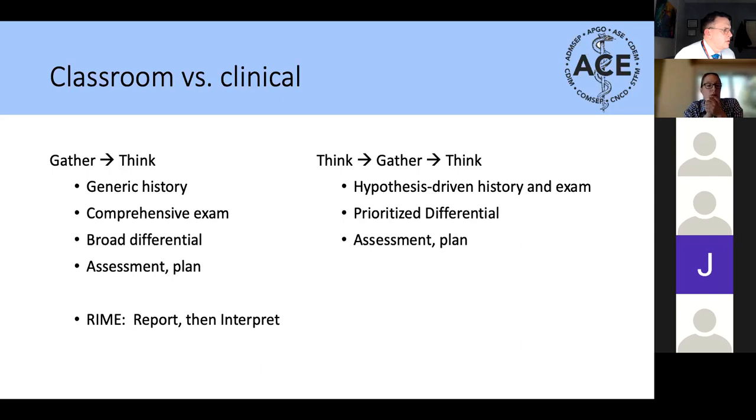If you think about the RHYME framework, which is widely used and probably familiar, it's often presented as developmental stages, so that first you learn how to gather and report data and then learn how to interpret it. But if you look at how physicians think, it's not gather and then think about it. It's really think about what you're going to gather, and then think about it again. The history and exam are hypothesis driven by an initial differential based on very limited information. And when you get to an actual differential that needs to be communicated, it's very prioritized and streamlined, as are the assessment and plan.